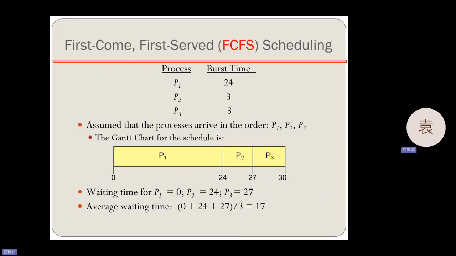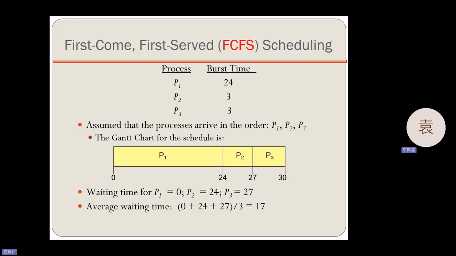If we have 3 processes P1, P2, P3, and their burst times, meaning the time required for the next CPU burst, are 24, 3 and 3 time units. Assume the processes arrived in the order of P1 followed by P2 and P3. So the index stands for their arriving sequence or order. Then the Gantt chart for the scheduling will be like this. So assume that P1 arrived in the system, or was created, at time 0.